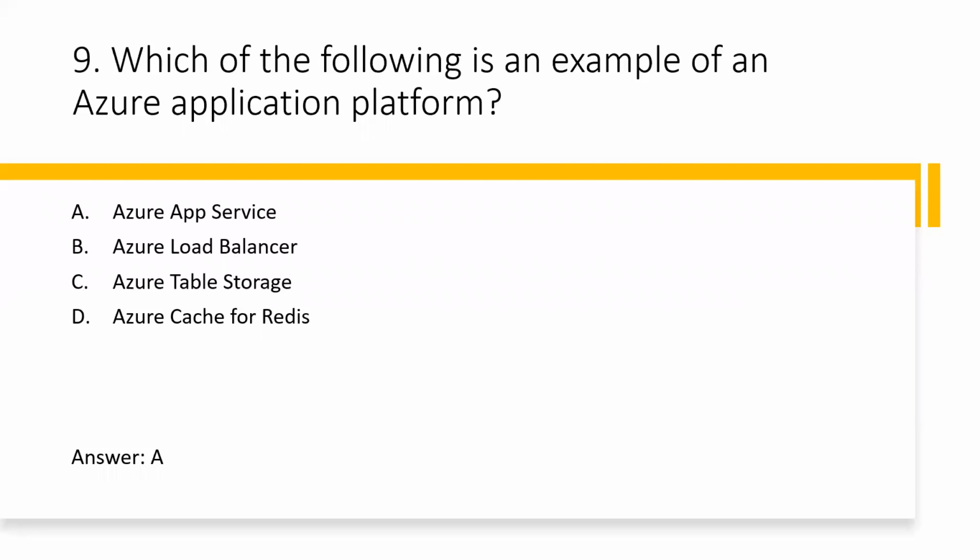Option C, Azure Table Storage. This is a storage service. Option D, Azure Cache for Redis. No. Okay, so here is the right answer, Azure App Service, where you can host your web application.